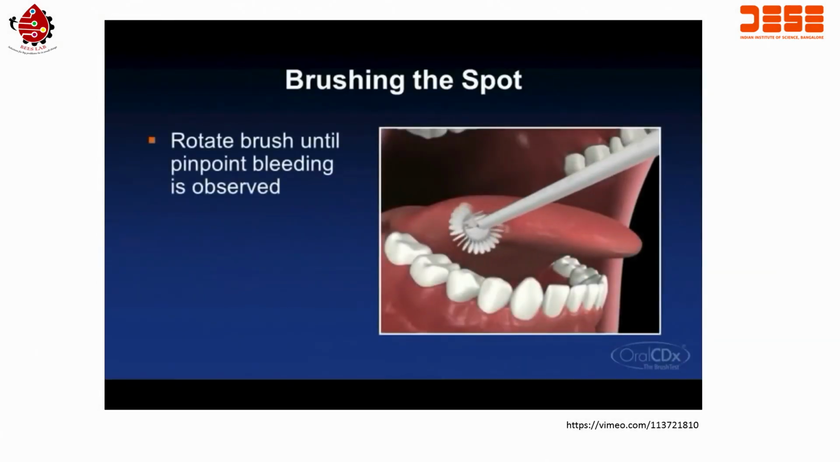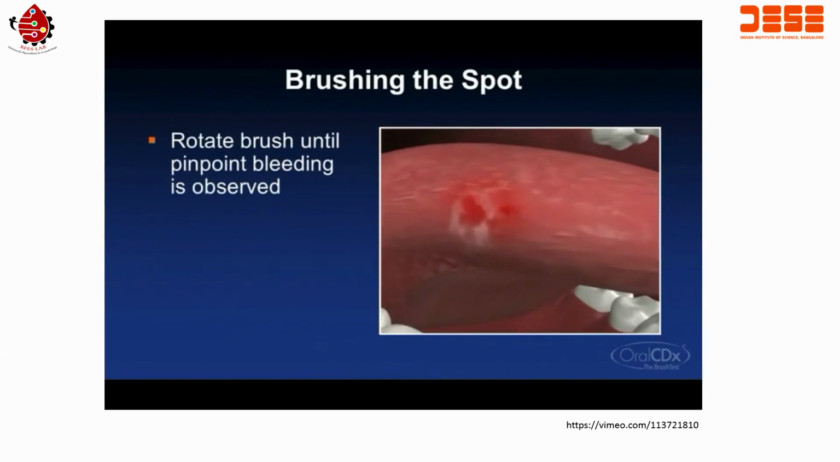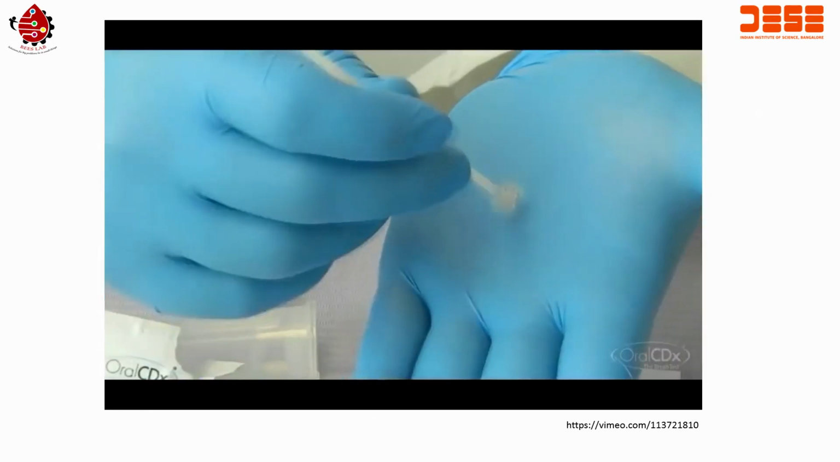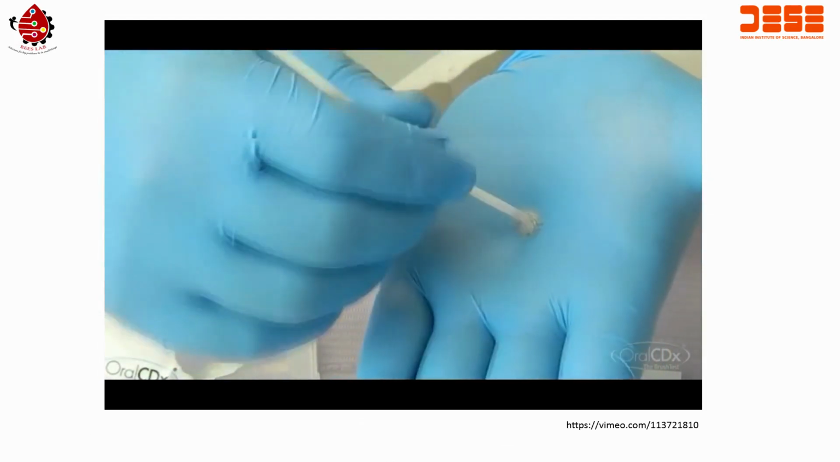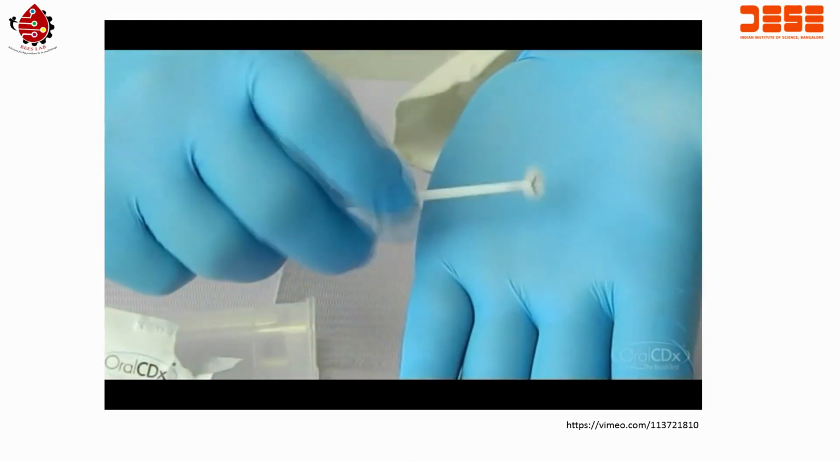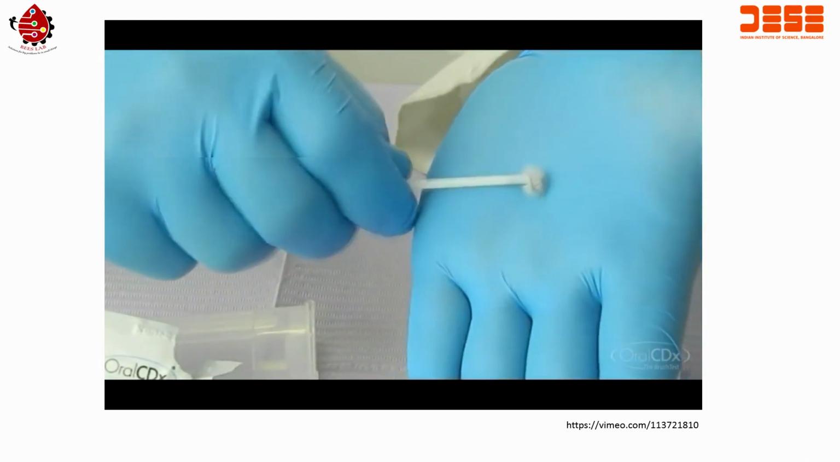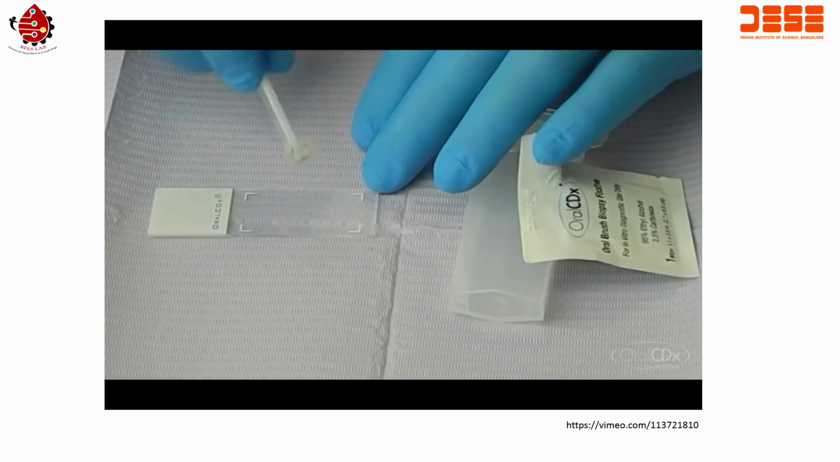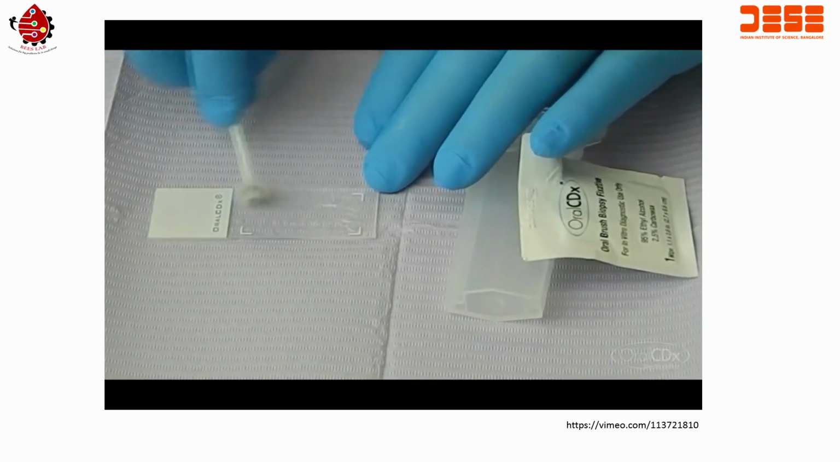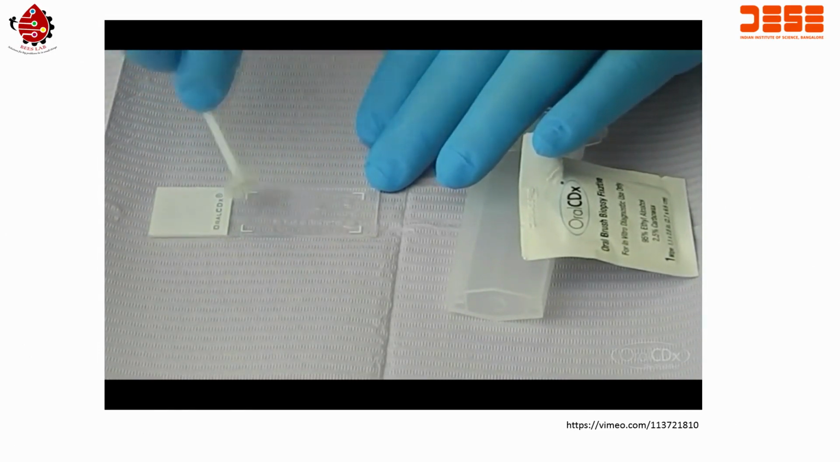When sampling the spot, rotate the brush while applying pressure until pinpoint bleeding is observed. This is important as it indicates that the entire epithelium has been sampled. While it's generally easier to apply pressure using the flat side of the brush, the circular end of the brush can be used for hard-to-reach areas. Once the sample is obtained, it's important to immediately transfer the cellular material from the brush to the slide. Rotate the brush using a painting motion over the entire length of the slide.